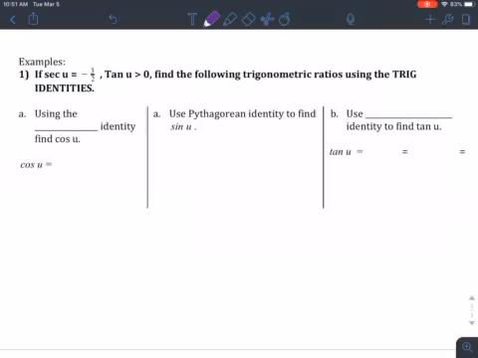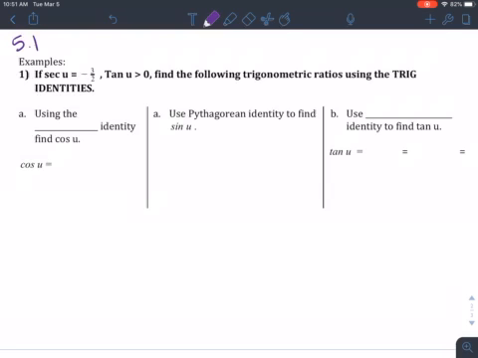We're going to look at the examples for 5.1 now. So secant u is equal to negative 3 over 2, and the tangent of u is greater than 0. And so we're going to find the following trig ratios using our trig identities. So we're going to do some manipulation to figure out what each of the trig ratios are.